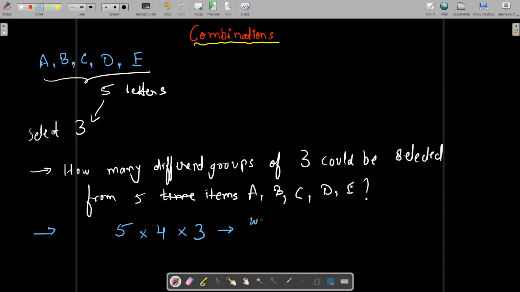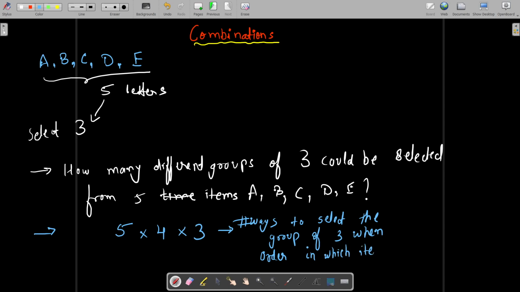So, number of ways to select the group of three when order is relevant. Order in which items are selected is relevant. But there is one problem because this is not the answer.